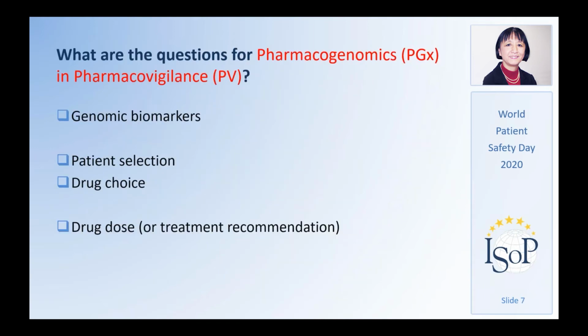So what are the questions for pharmacogenomics in pharmacovigilance? Well, it's about biomarkers. It's about use of genomic biomarkers to help with the patient selection, find the right patient, to help with the drug choice, to find the right drug, and to help with the drug dosing, the right doses. Sometimes it helps with the treatment recommendation, as in how to monitor a patient.